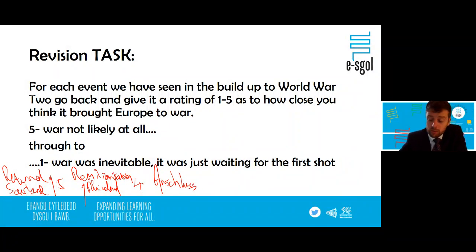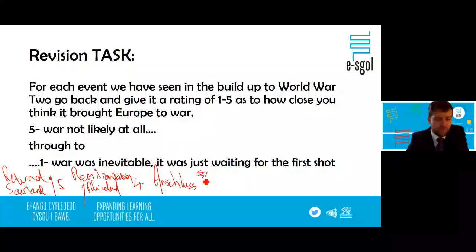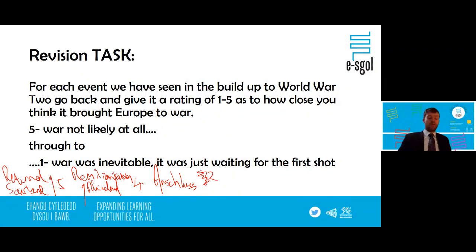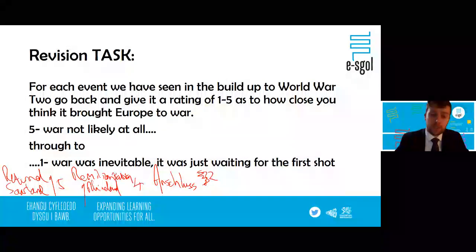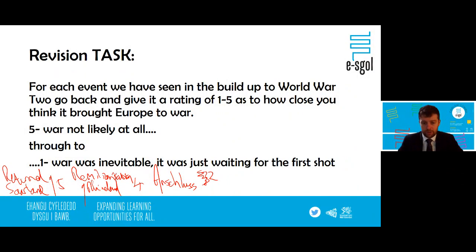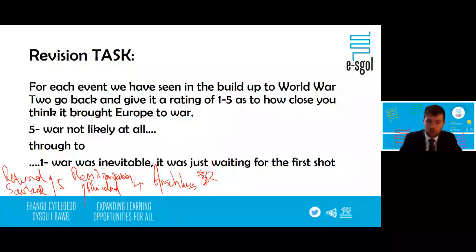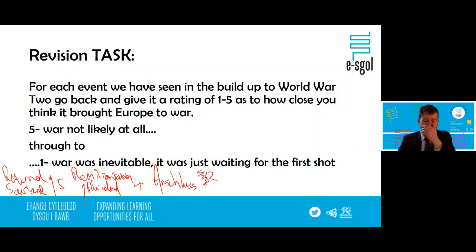Next event was Anschluss, that union between Germany and Austria. And I'd suggest Anschluss is definitely a move closer to war, and I'm going to give it a 3. And I'm going to say a 3 because what it did was it showed Germany provoking some sort of discontent within Austria, then literally marching its troops across the border into a country that wasn't its own, that had never been part of Germany. And as a result, they are almost declaring war just on Austria, not world war, but a war on Austria itself.